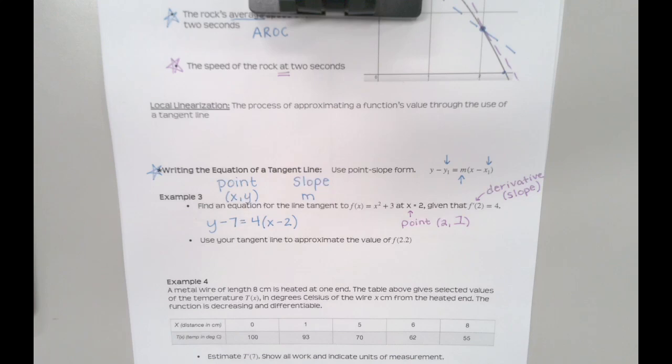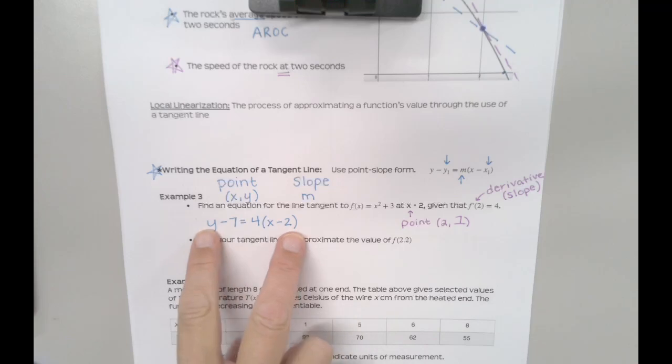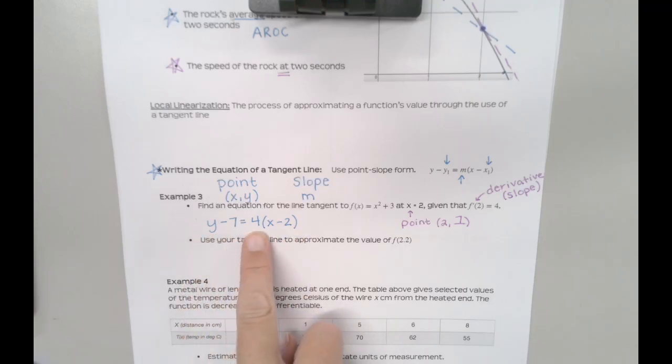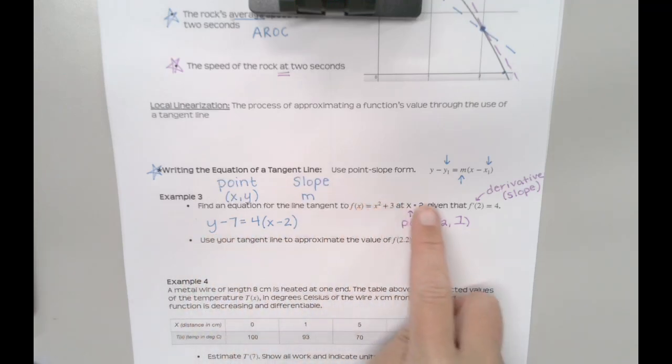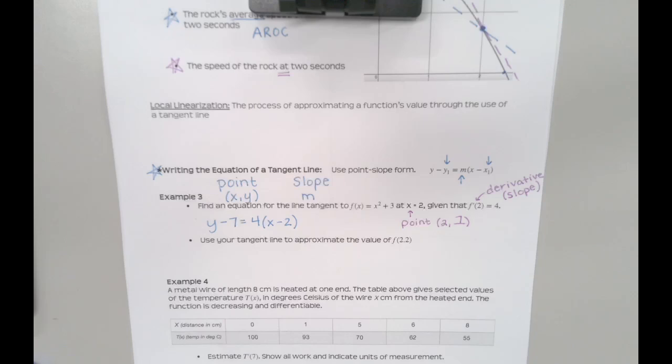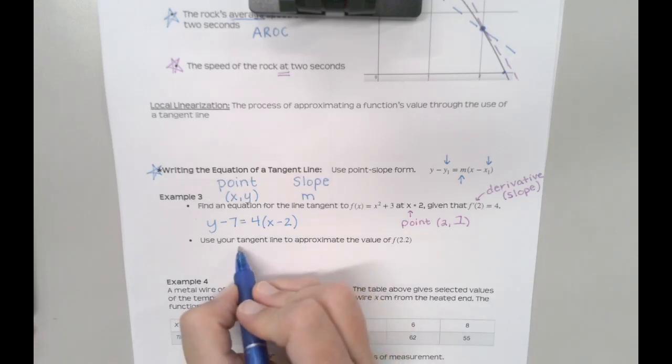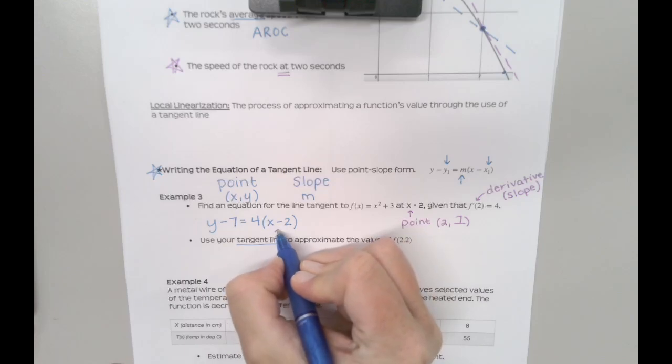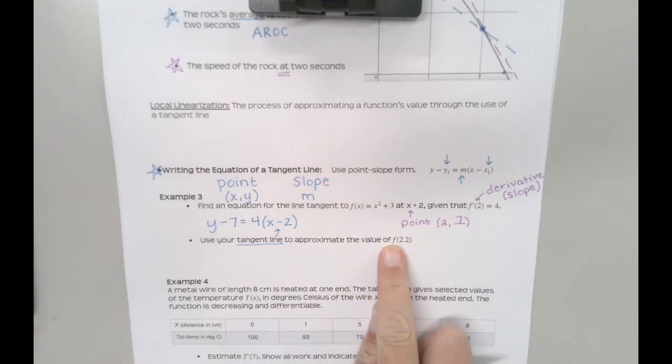I don't have my camera set up to be able to capture Desmos. Maybe I'll add a clip on the end and I'll come back to this example and prove to you that this gave me a tangent line. But that's my equation for my line that would be tangent to the graph, meaning it's going to touch this graph at exactly 1 point at x equals 2. And then it says use your tangent line, so that's this thing up here, to approximate the value of f of 2.2.